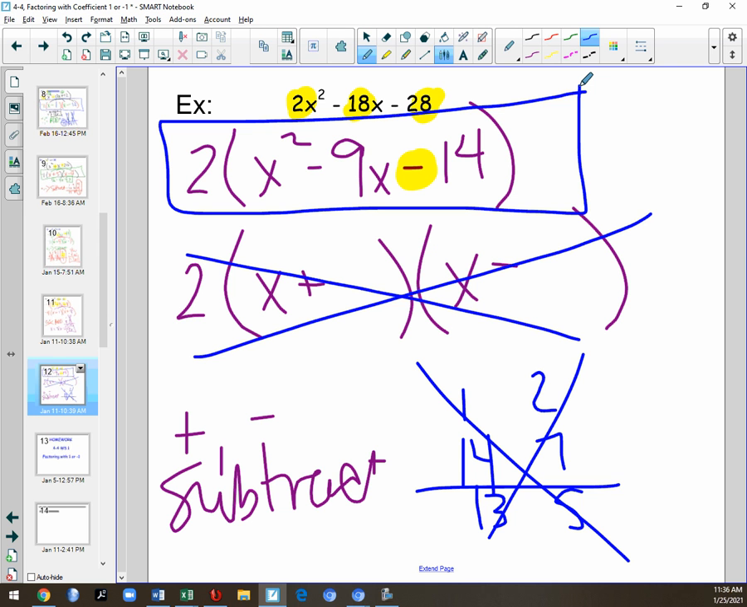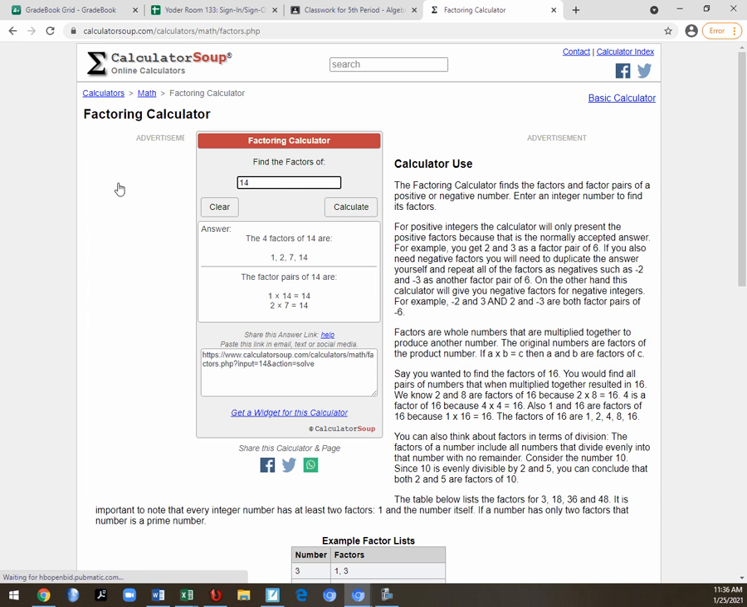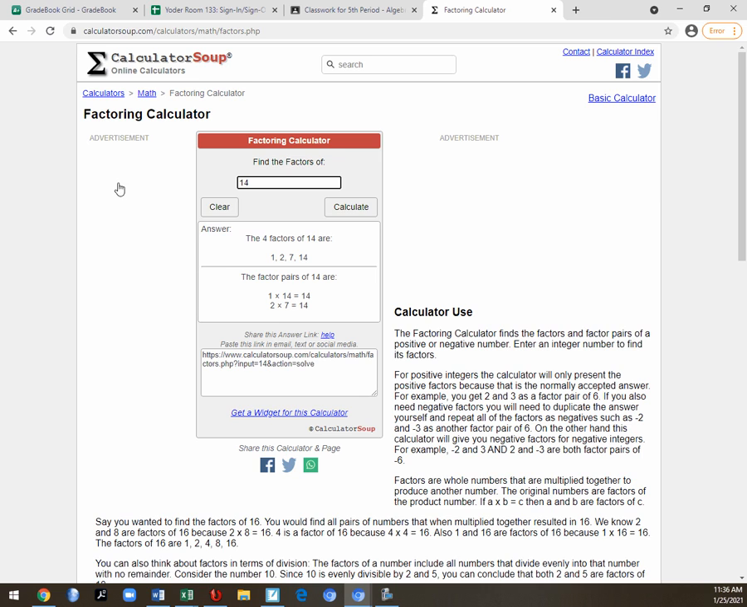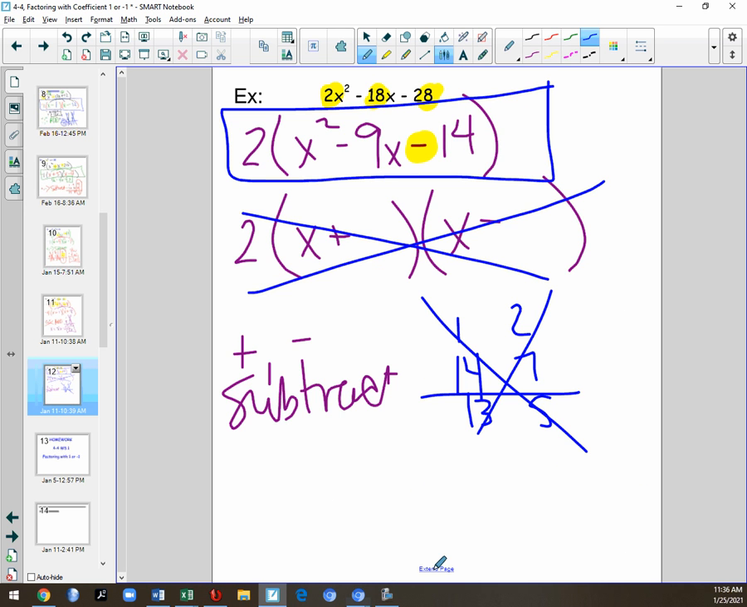and 2 and 7. If you are confused and you want to check your factoring, by all means, come over here and say, what are all my factors of 14? 1 and 14, 2 and 7. Those are never going to give you 9, which means this is as far as it can go, is pulling out our GCF, and the rest is what we call irreducible.